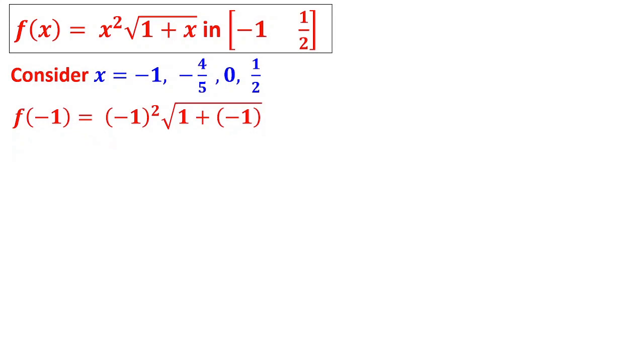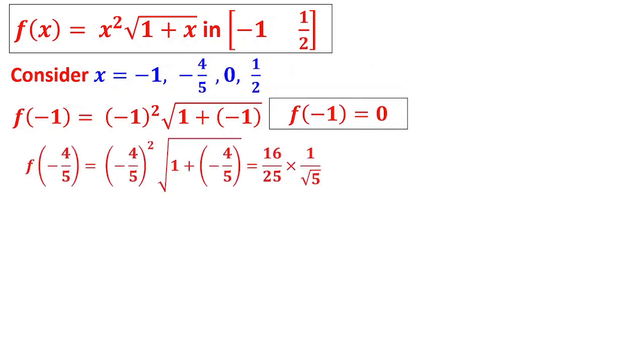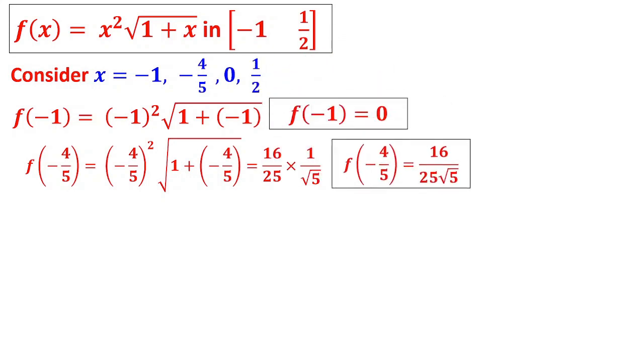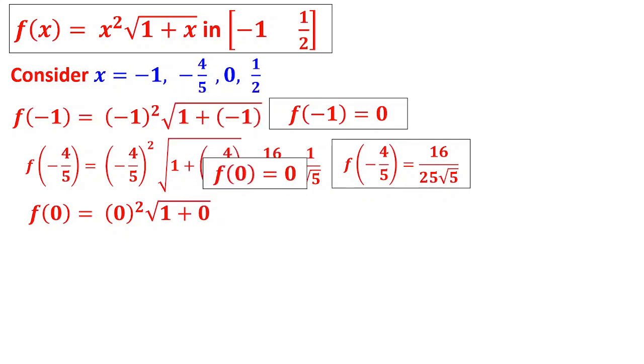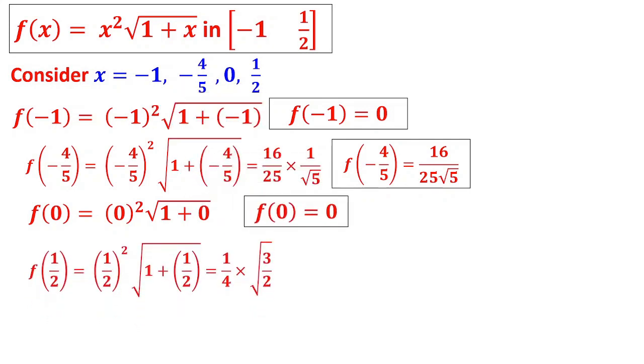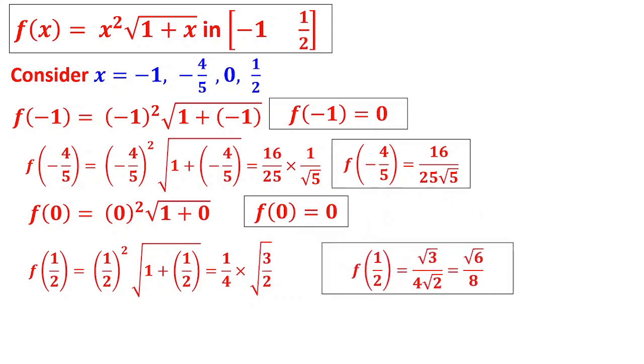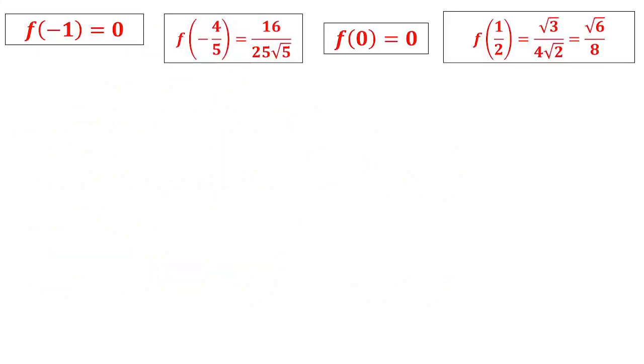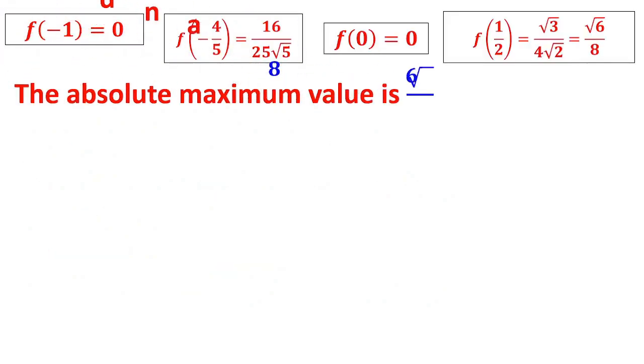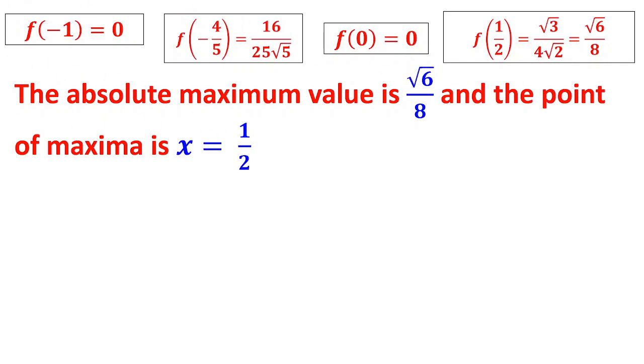F of minus 1 I am calculating. I am getting it as 0. I am calculating f of minus 4 by 5. I am getting it as 16 by 25 into root 5. And I am finding f of 0. I am getting it as 0. And f of 1 by 2, I am getting it as root 6 by 8. The rough calculation will give you which is the maximum value and which is the minimum value. The absolute maximum value is root 6 by 8 and the point of maxima is x equal to 1 by 2.